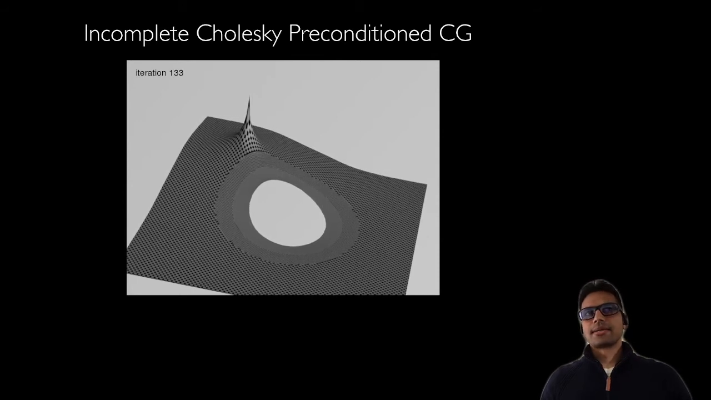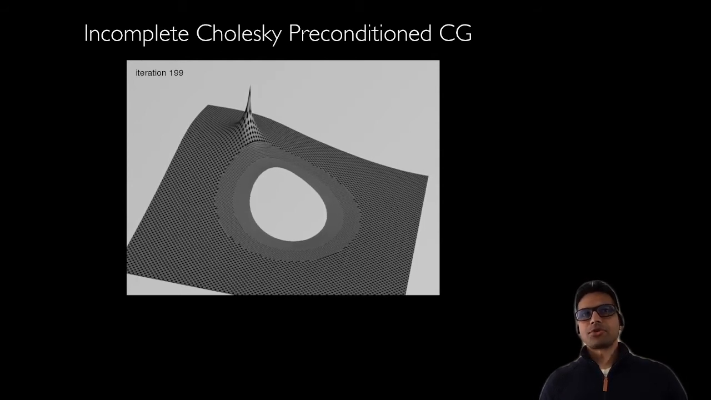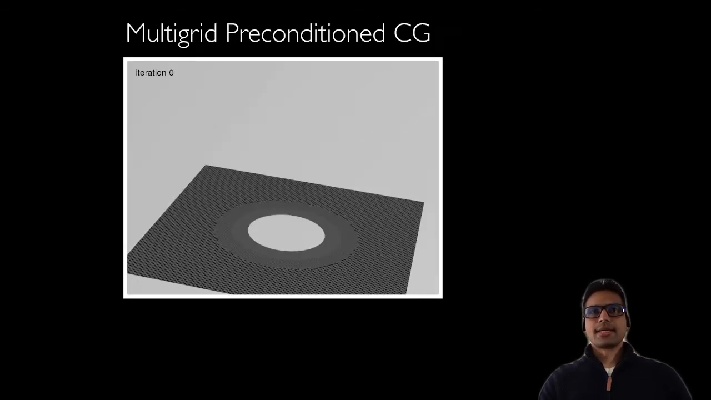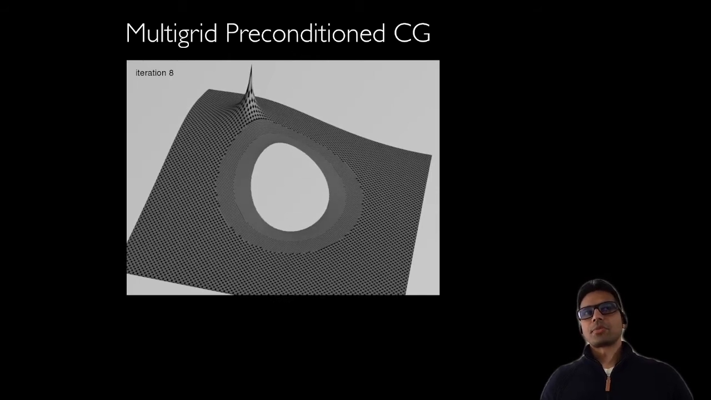Now, as you can see, this solver takes a lot of iterations to converge because the waves of correction have to continuously propagate back and forth. So it's quite slow. In contrast, if you observe the convergence of multigrid, it completely solves the problem in roughly 10 iterations.